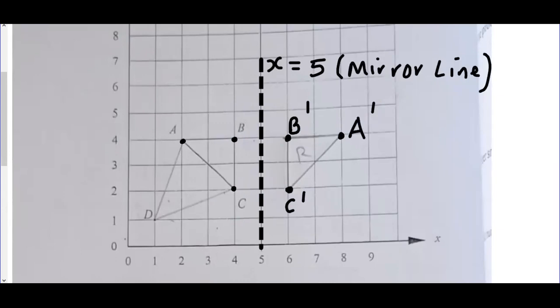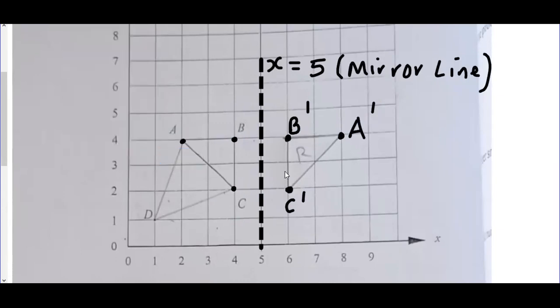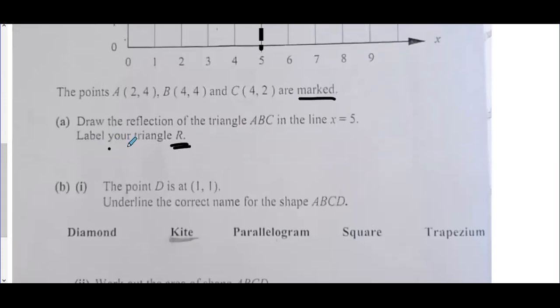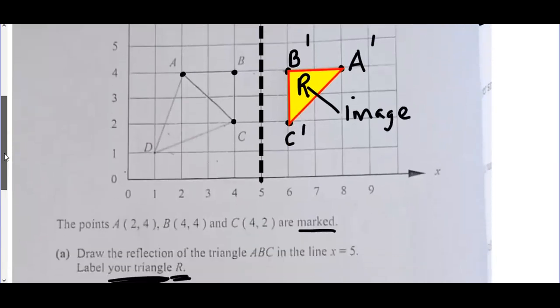And when you connect B dash to A dash, then to C dash, you get this shape here, which we call the image. This image is what we are supposed to label as triangle R. So this is what we're going to label as R. And that marks the end of that question.